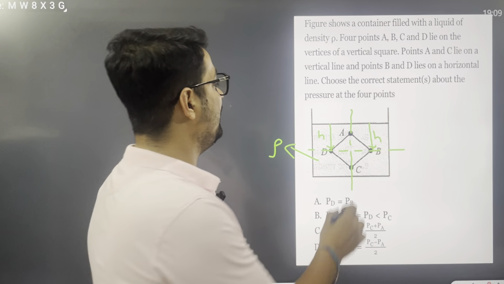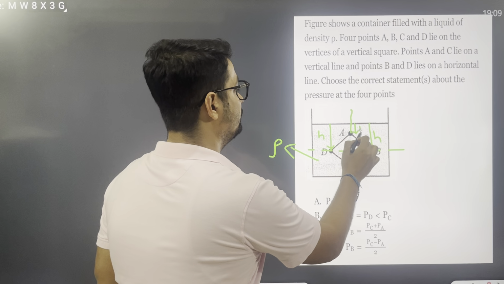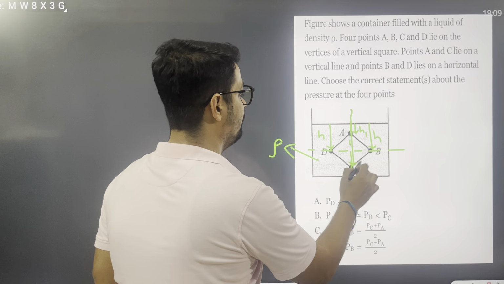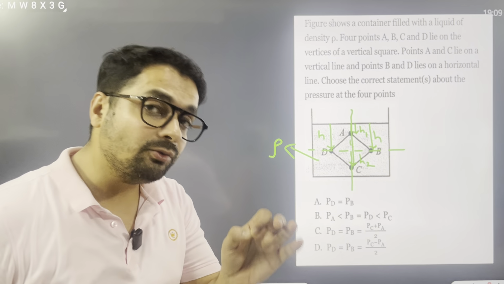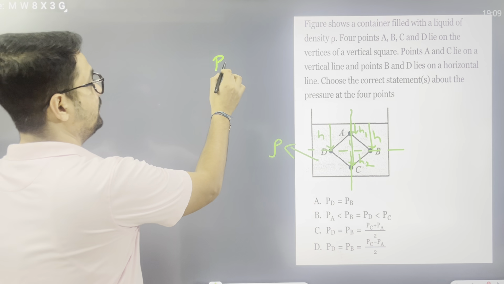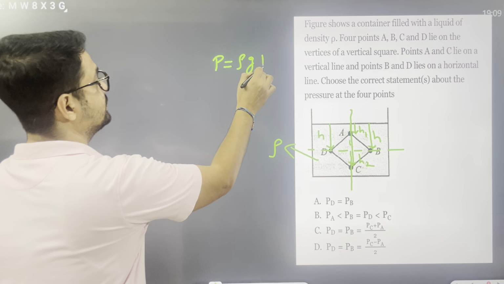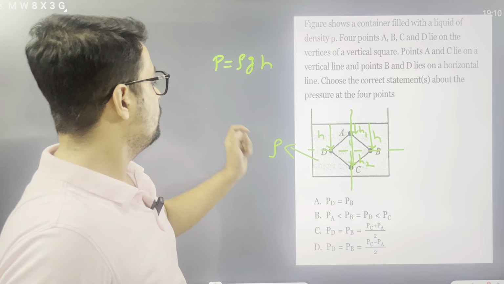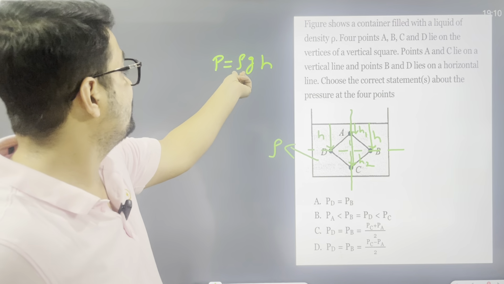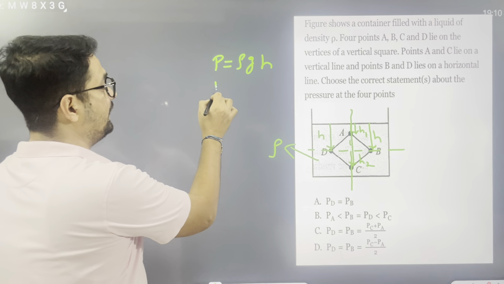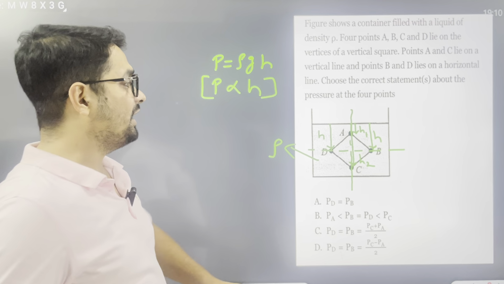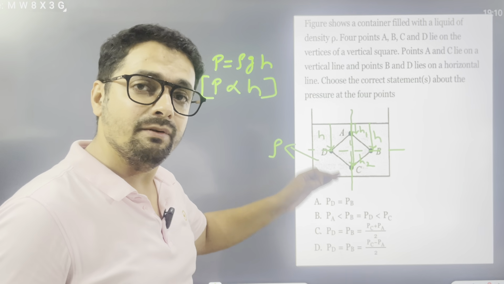And here A is at H1 depth from the free surface and C is at H2 depth from the free surface. As we know, pressure is rho g H. Here liquid density rho and acceleration due to gravity g are fixed. Now what is changing? H is changing. That means pressure is directly proportional to depth. The point at more depth will have more pressure.